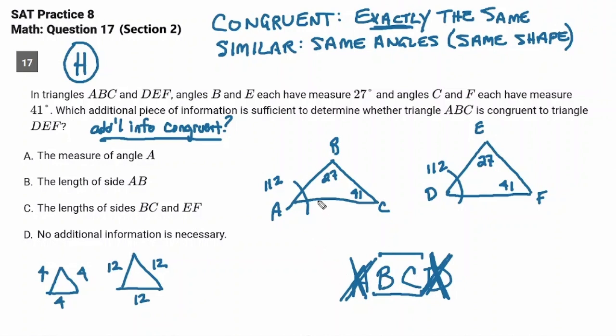Now let's look at B. The length of AB. So if I know the length of AB, I'm going to make it up. I'm going to call it 8. It's my favorite number. So if I know that AB is 8, what do I know in terms of the other two sides of this triangle, and what do I know about the sides of this triangle? The fact is I don't know anything, because this is 4, we said this is 12, but it could be anything, right? So that's not going to be helpful to me.